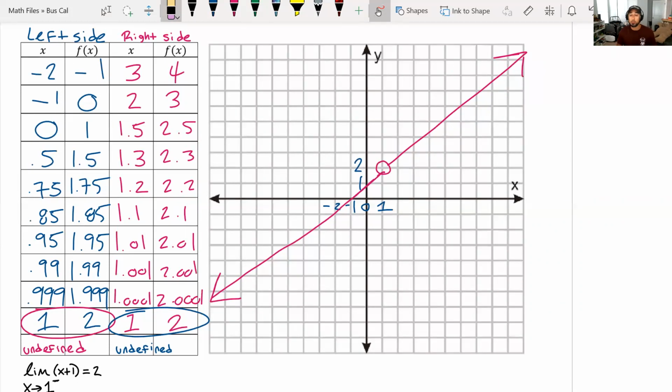Okay, so we've seen it graphically, we've seen it numerically. So what we're going to say is that the limit of x plus 1, as x approaches 1 from the right side, will be equal to 2. So let's write that down in the notation.